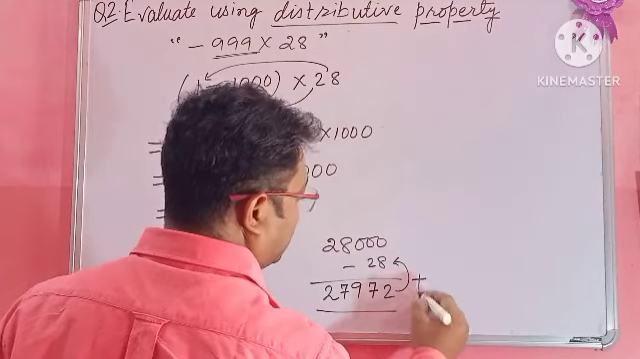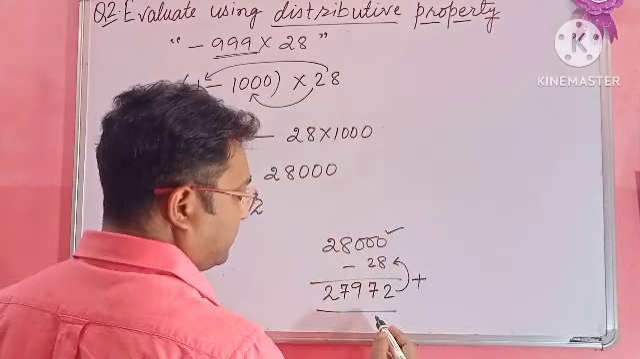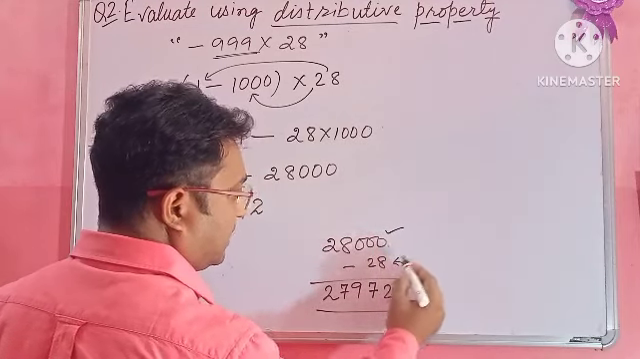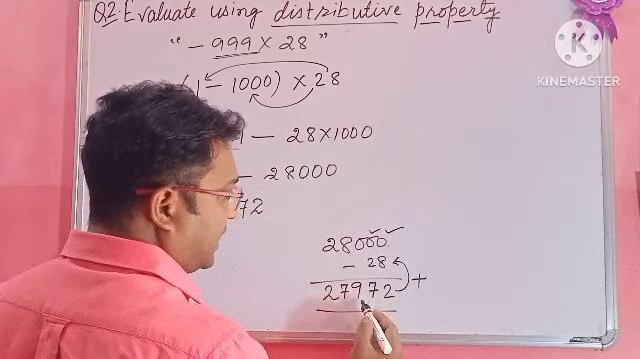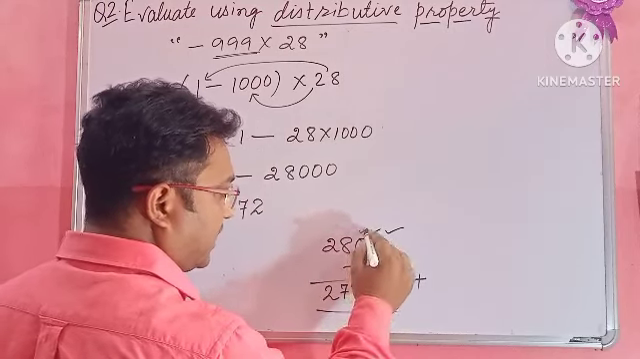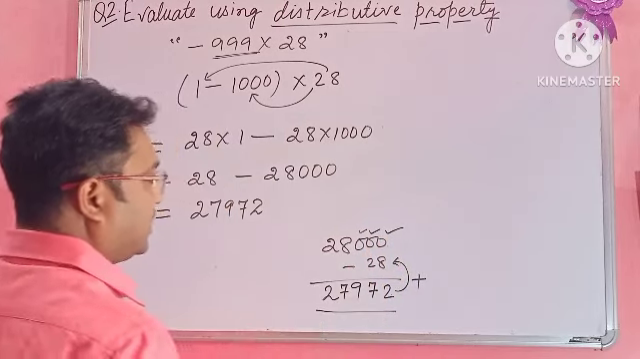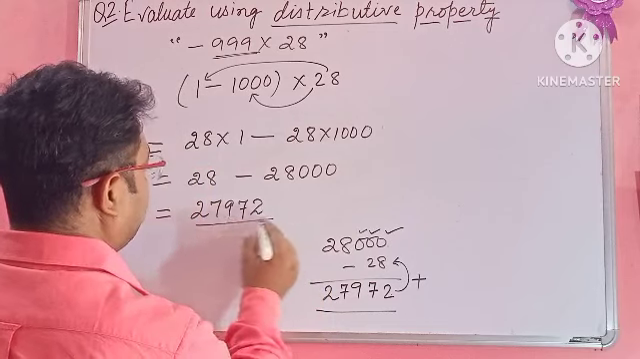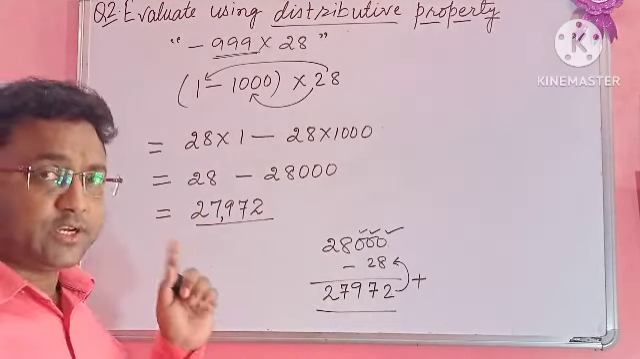You just add these two numbers. Add these two numbers and check whether this 28,000 has come or not. So 8 plus 2 is your 10. Yes, fine. Then 7 plus 2 is 9, and carry 1 makes 10. Yes, fine. Then 9 and carry 1 makes 10. Okay, 7 and then carry 1 makes 8 and then 2. So yes, your answer is 27972. It means 27,972.